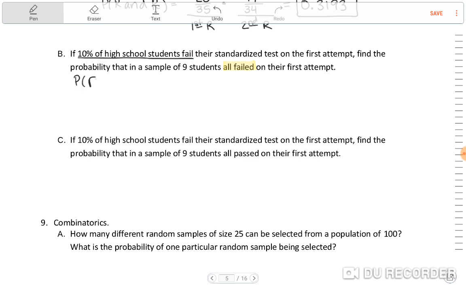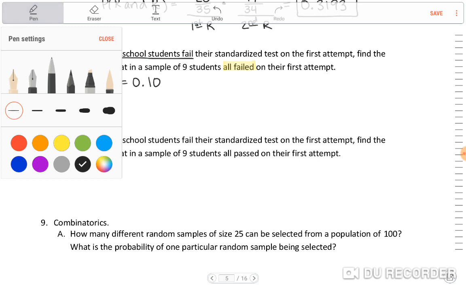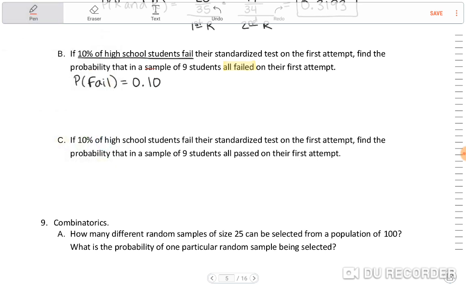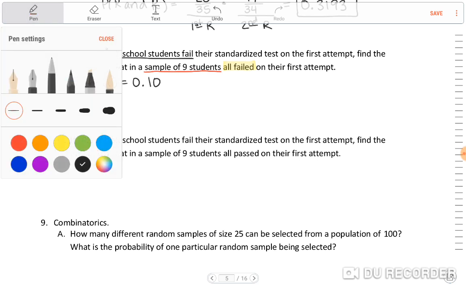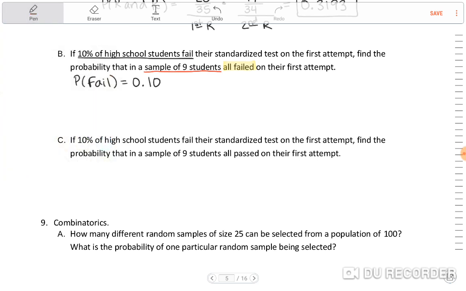So the probability of failing is 0.10 or 0.1, right? So that's for each person. That's their probability of failing. So if I want to know the probability that a sample of 9 students all failed on their first attempt, that means I'm going to take the probability that student 1 failed, the probability that student 2 failed, student 3, student 4, student 5, all the way up to student 9, that all of them failed, right?